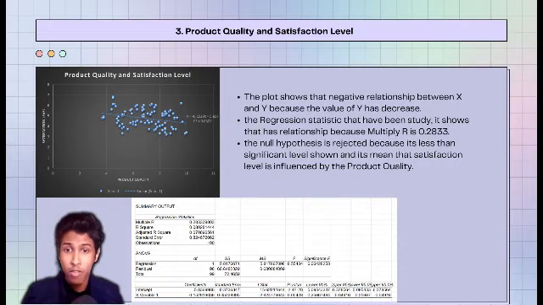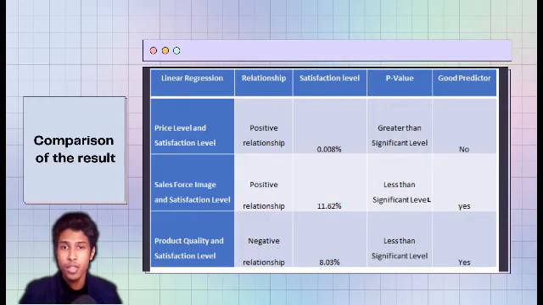0.00428, which is the p-value, so the null hypothesis is rejected because it is less than the significance level, and it means that the satisfaction level is influenced by the product quality. This is the comparison of the results that you can see in the slide.